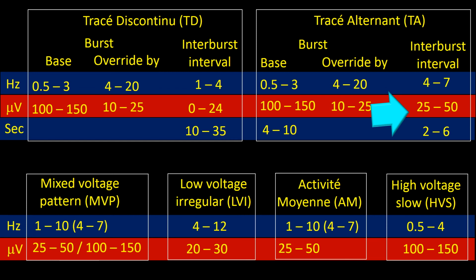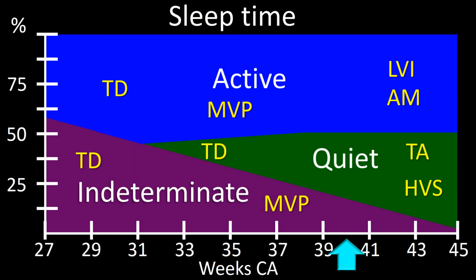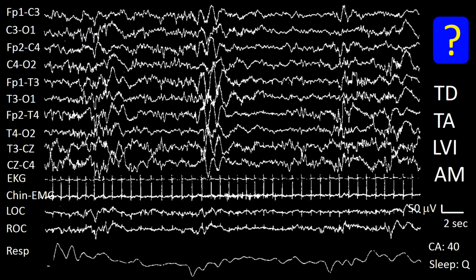Since the amplitude of the interburst interval is more than 25 microvolts, and the patient has a conceptual age of 40 weeks and is in quiet sleep, tracé alternant is the best choice. So the answer to this question is tracé alternant.